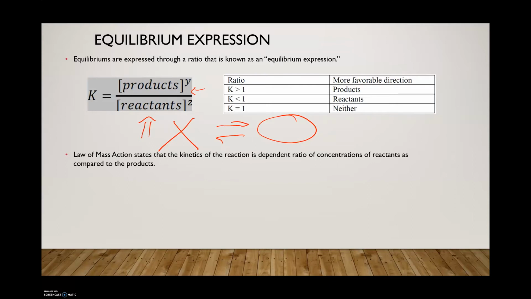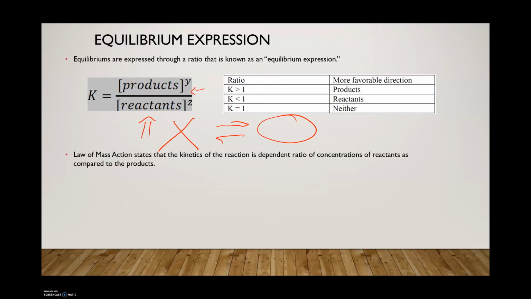But if it was equal to 1, nothing would be more favored. Now, the equilibrium expression is based around the law of mass action, which Peter Waage and Guldberg were the scientists most notable for their studies of the equilibrium. And the law of mass action states that the kinetics of the reaction is dependent on the ratio of the concentrations of reactants as compared to the products. So this ratio is a crucial thing in understanding.